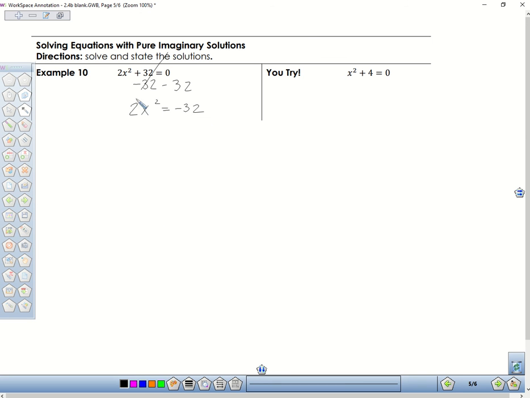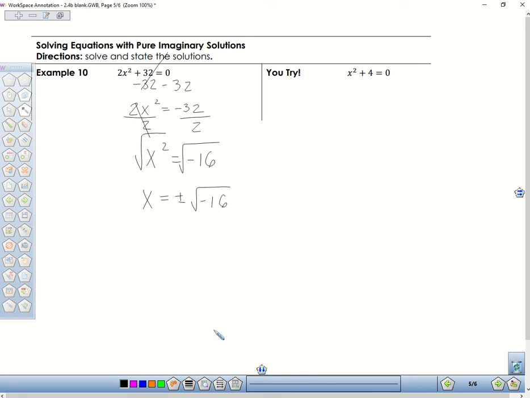And then how can I get the x alone on the left? Good. The x squared alone I can divide by 2. That's going to give me x squared is equal to negative 16. Now, like when you solve Pythagorean theorem, you have to take the what of both sides? Square root. And this becomes x is equal to plus or minus square root of negative 16, right?